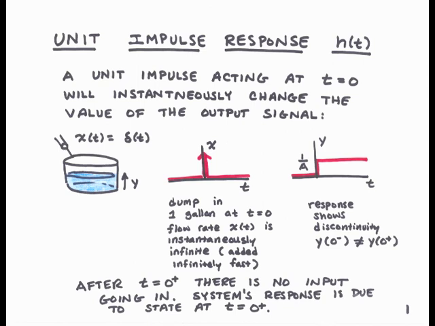Now it's important to point out that after time 0, there is no input to the system, x of t equals 0, and so the system is behaving after time 0 as if it was responding to just an initial condition. That is, it's behaving like the 0 input response. Now we know from before the 0 input response is the sum of the characteristic modes of the system. This is a key insight into understanding the unit impulse response.